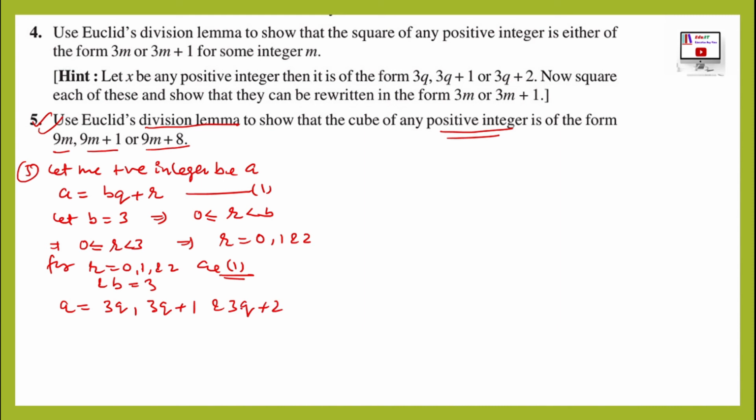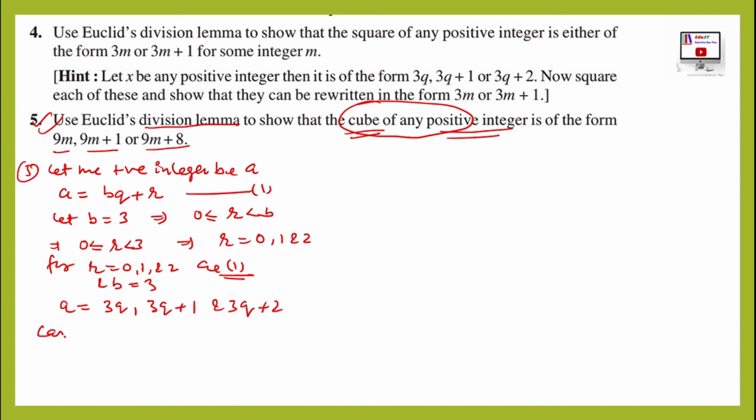For b is 3, a will be 3q, 3q plus 1 and 3q plus 2, where a is any positive integer. Now, so that any cube of any positive integer, we will find the cube.